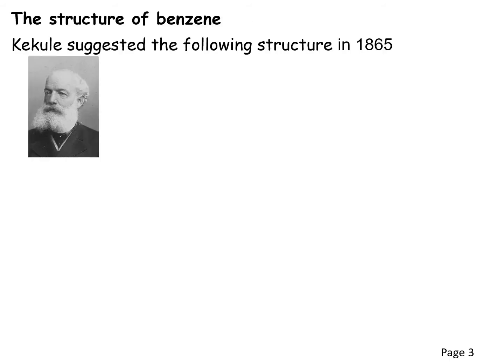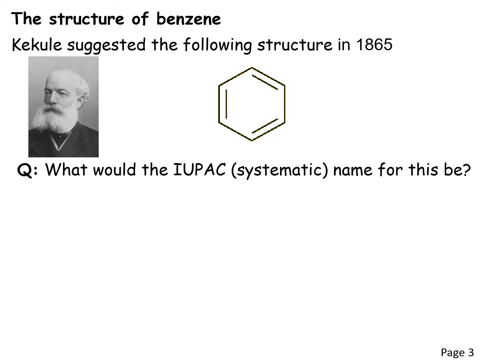In 1865, a scientist known as Kekulé came up with the following structure. Now, if we look at that structure today, what would we call that? Using the IUPAC system, just take a minute and think how you would name that molecule. When you're ready, move on to the next slide to see the answer.